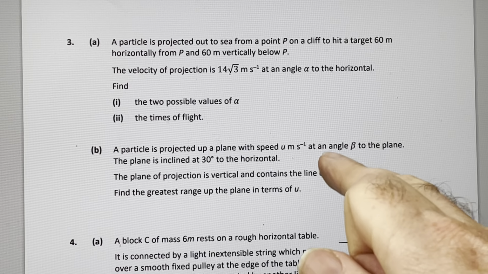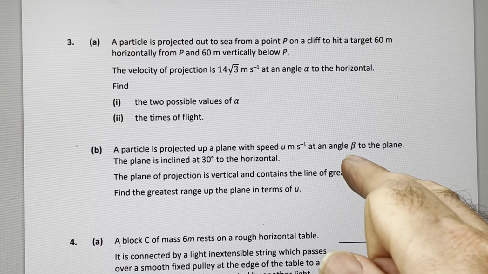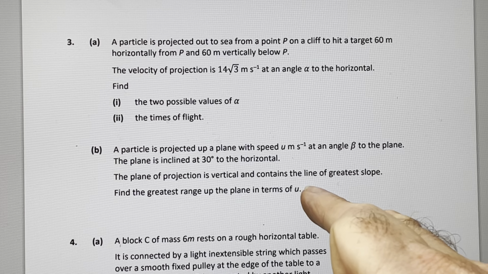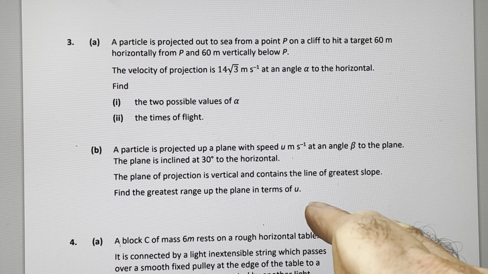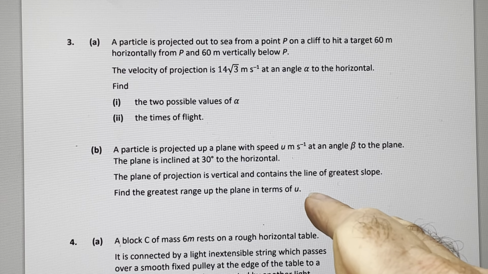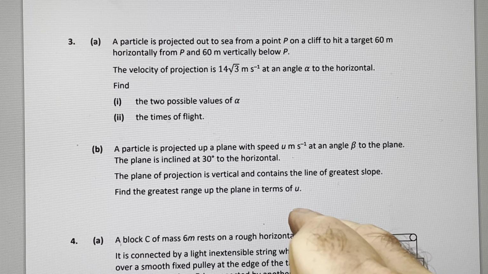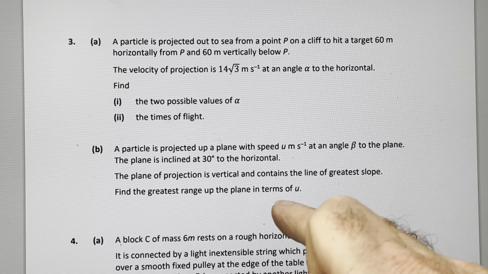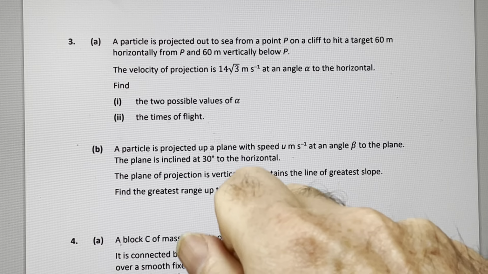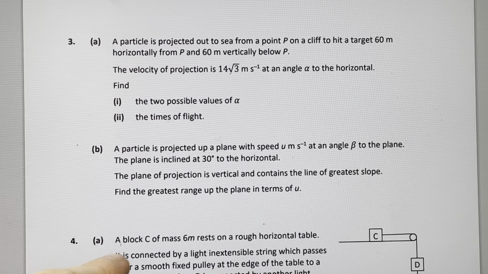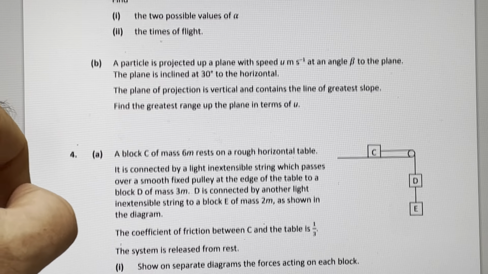A particle projected up a plane. So they're given a general one again here for the inclined slope. That's an interesting one. The plane is inclined at 30 degrees to the horizontal. Greatest range. You're getting the general expression for the maximum range. That is normally a very complicated derivation. Now, it's probably simplified because you're given the angle of inclination there. But yeah, that's quite a derivation, I'd say. That might have tricked people a little bit, but the first bit should be fine.